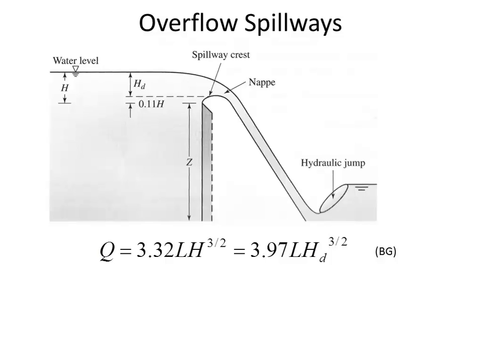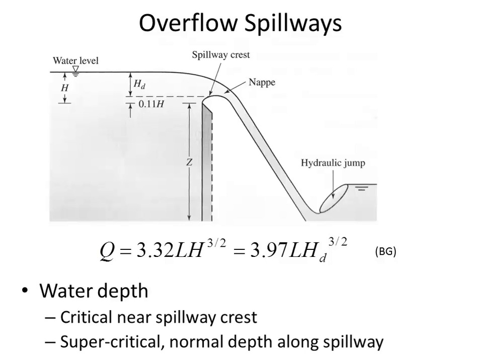Overflow spillways also have calculation formulas that look similar to a sharp-crested weir. In fact, we're going to model this spillway as a sharp-crested weir. You can see the equation: 3.32 times L H to the 3/2 power for BG units. For SI units, it's 1.84 rather than 3.32. But the reason why we would translate that into 3.97 and H sub D is that there's a rounded spillway crest. And so the difference between H and H sub D is where we account for where the sharp crest ends and where the rounded surface begins.